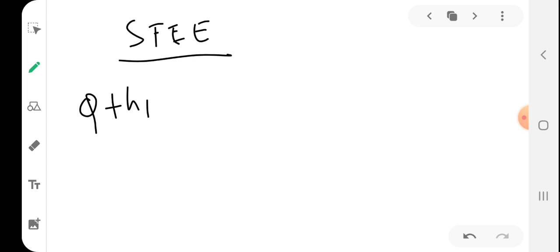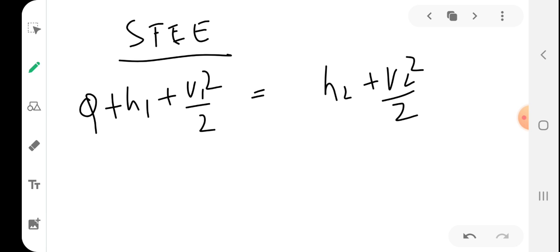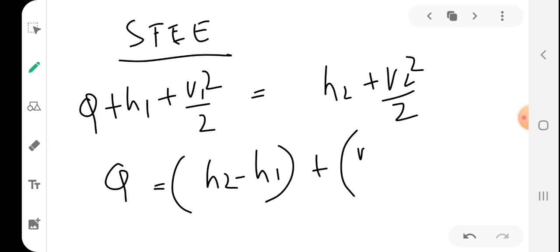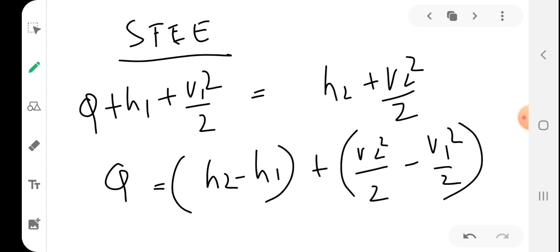So we can write the SFE equation like Q plus H1 plus V1 square by 2 will be equal to H2 plus V2 square by 2. This is the equation for steady flow energy. You can rearrange this equation as Q is equal to H2 minus H1 plus V2 square by 2 minus V1 square by 2, right?